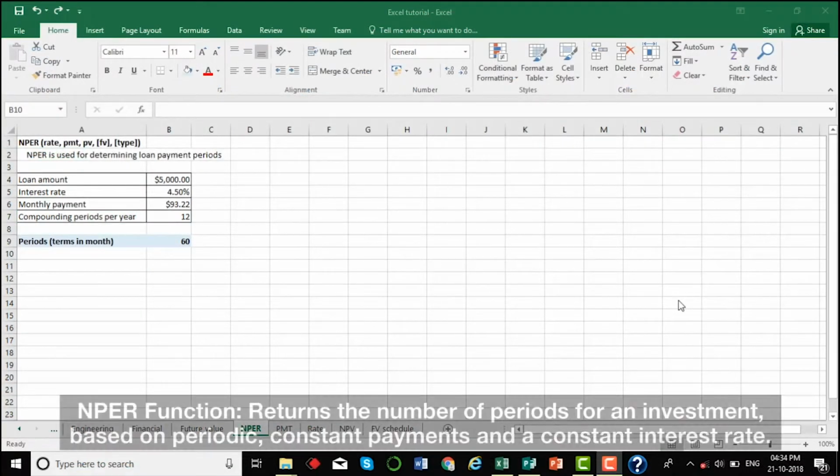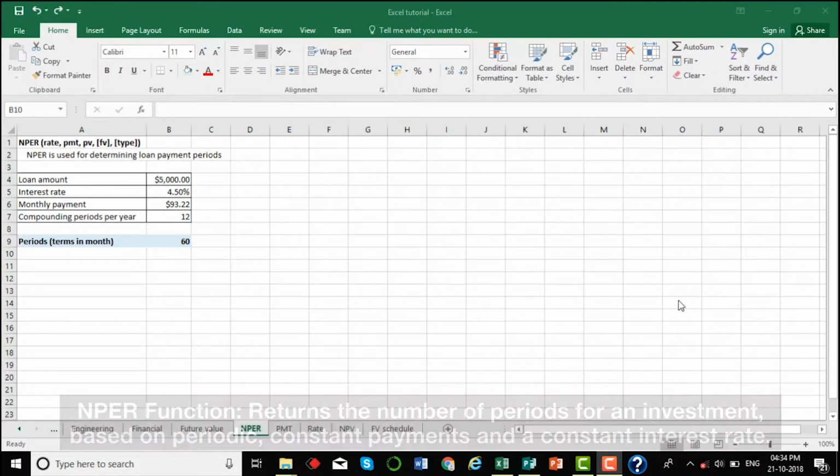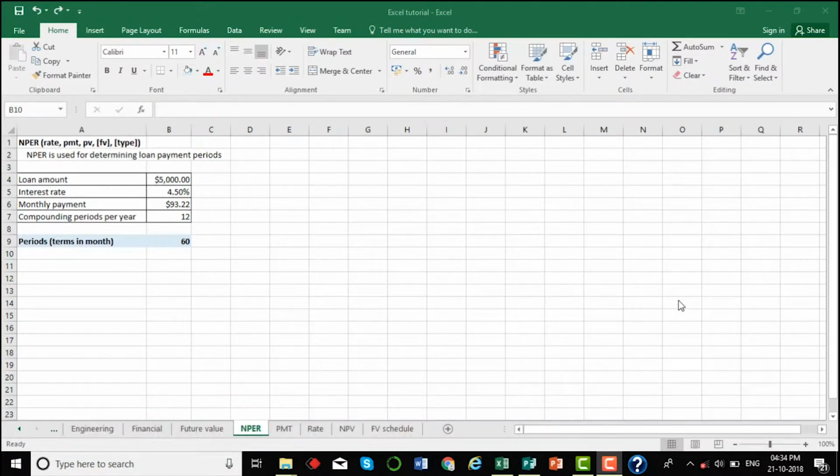So the next function is the NPER function. NPER refers to the number of payment periods. This function is used to get the number of payment periods for a loan, given the amount, interest rate, and the periodic payment amount.